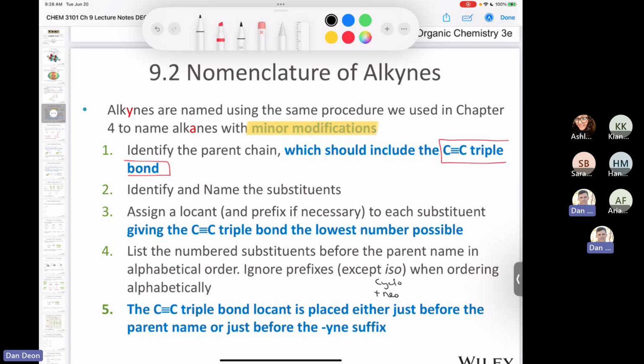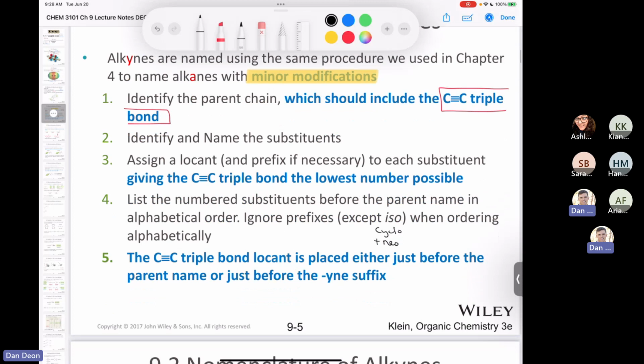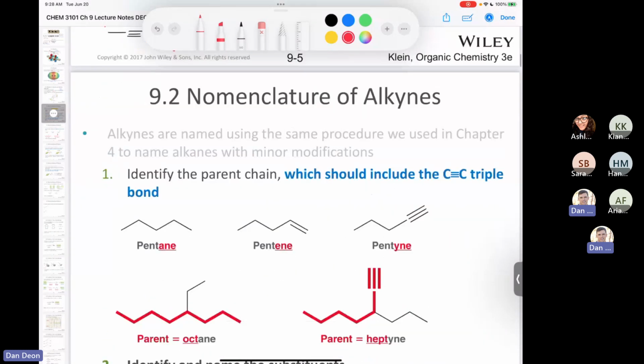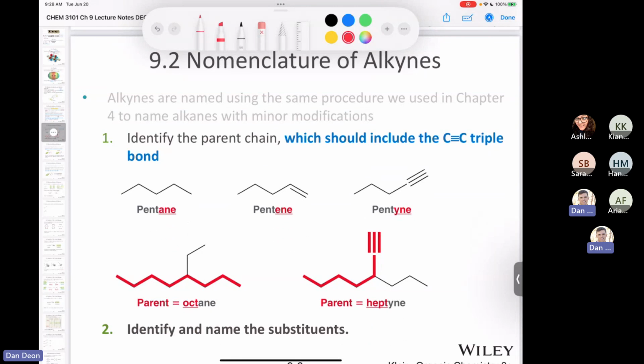And then the carbon-carbon triple bond locant is placed either just before the parent name or just before the -yne suffix. I'll give you an example of that. Let's say you had this compound here. This has a total of 1, 2, 3, 4, 5 carbons. So you could call this 2-pentyne, or you could call it pent-2-yne. Either one is perfectly acceptable. We saw something similar with alkenes, and in organic chemistry too, you'll see something similar with alcohols and other functional groups as well. So we covered pentane, pentene, and pentyne already.